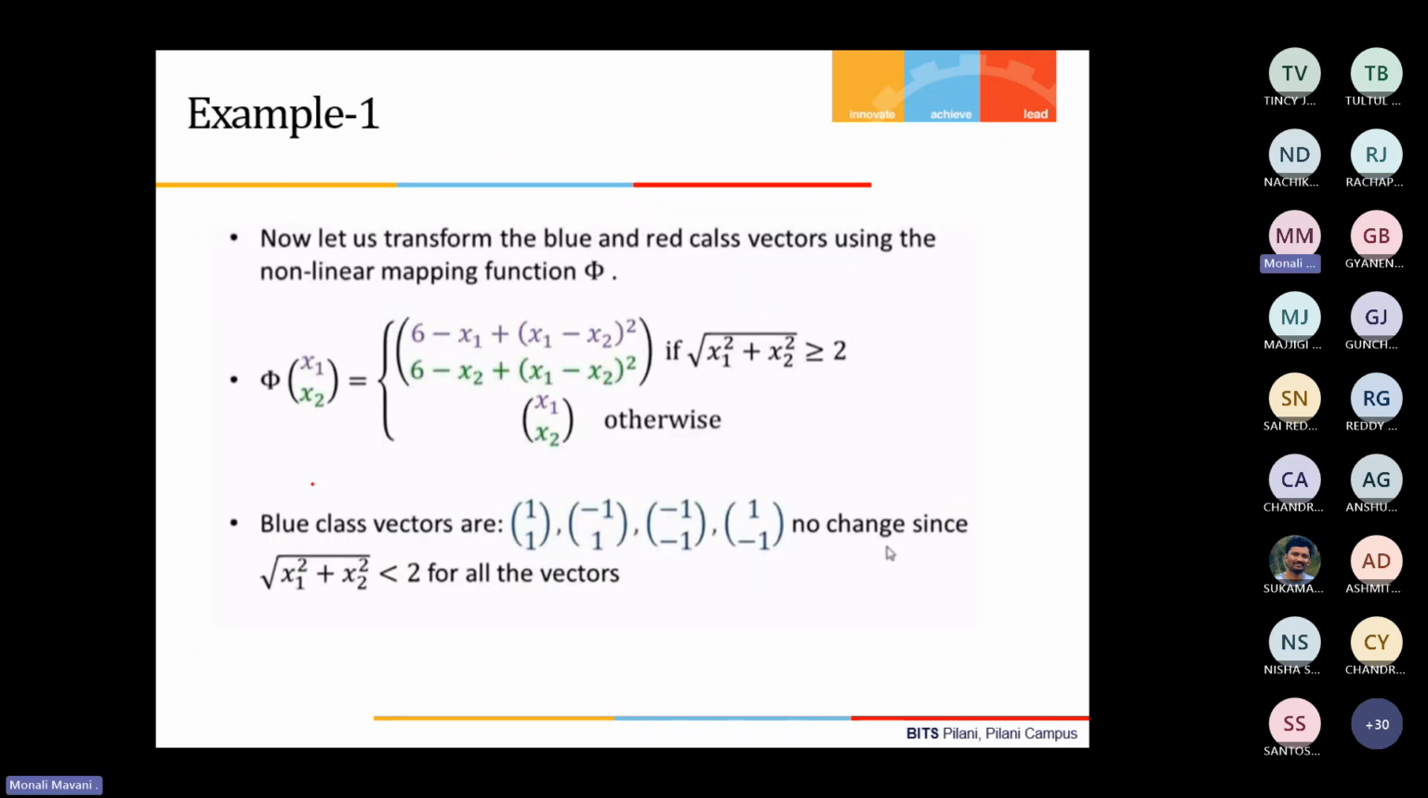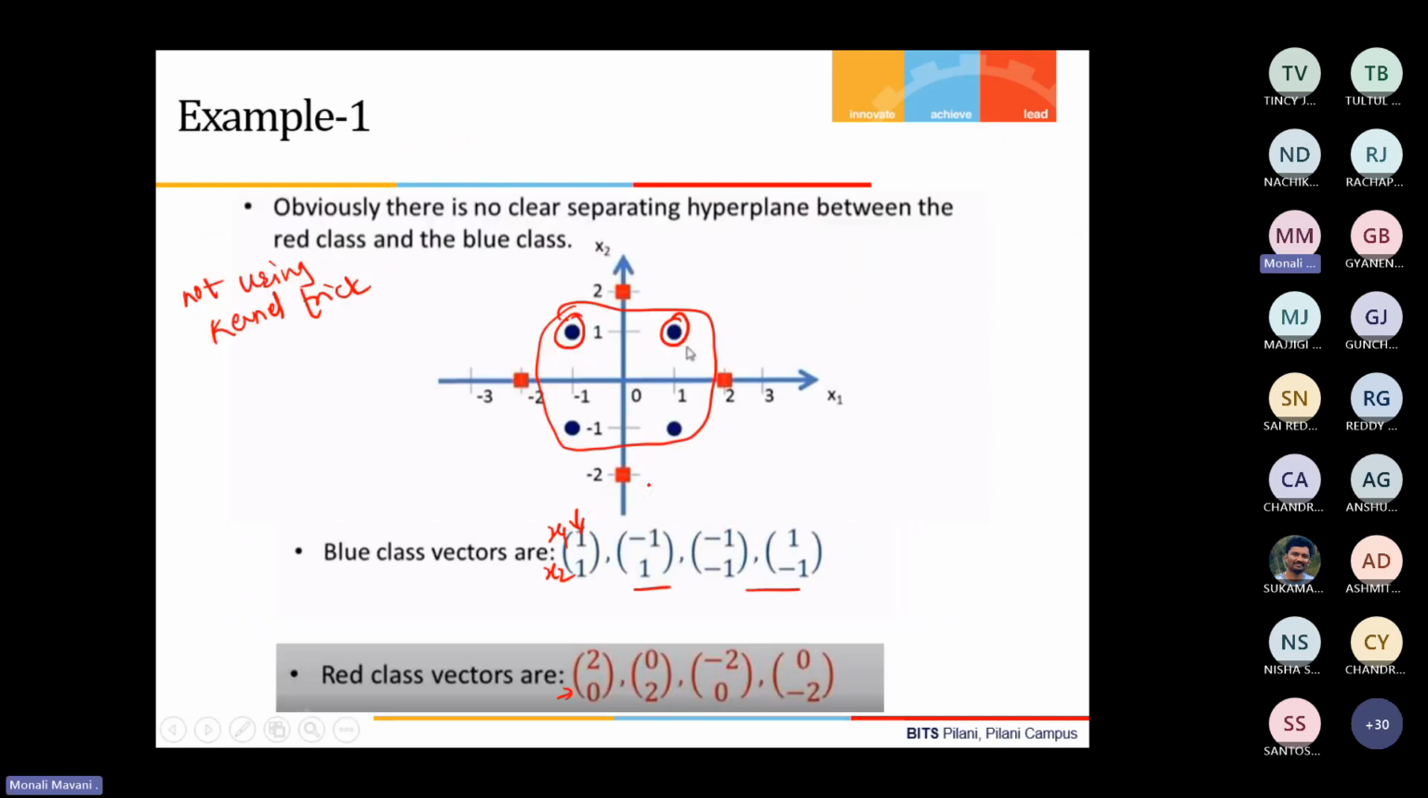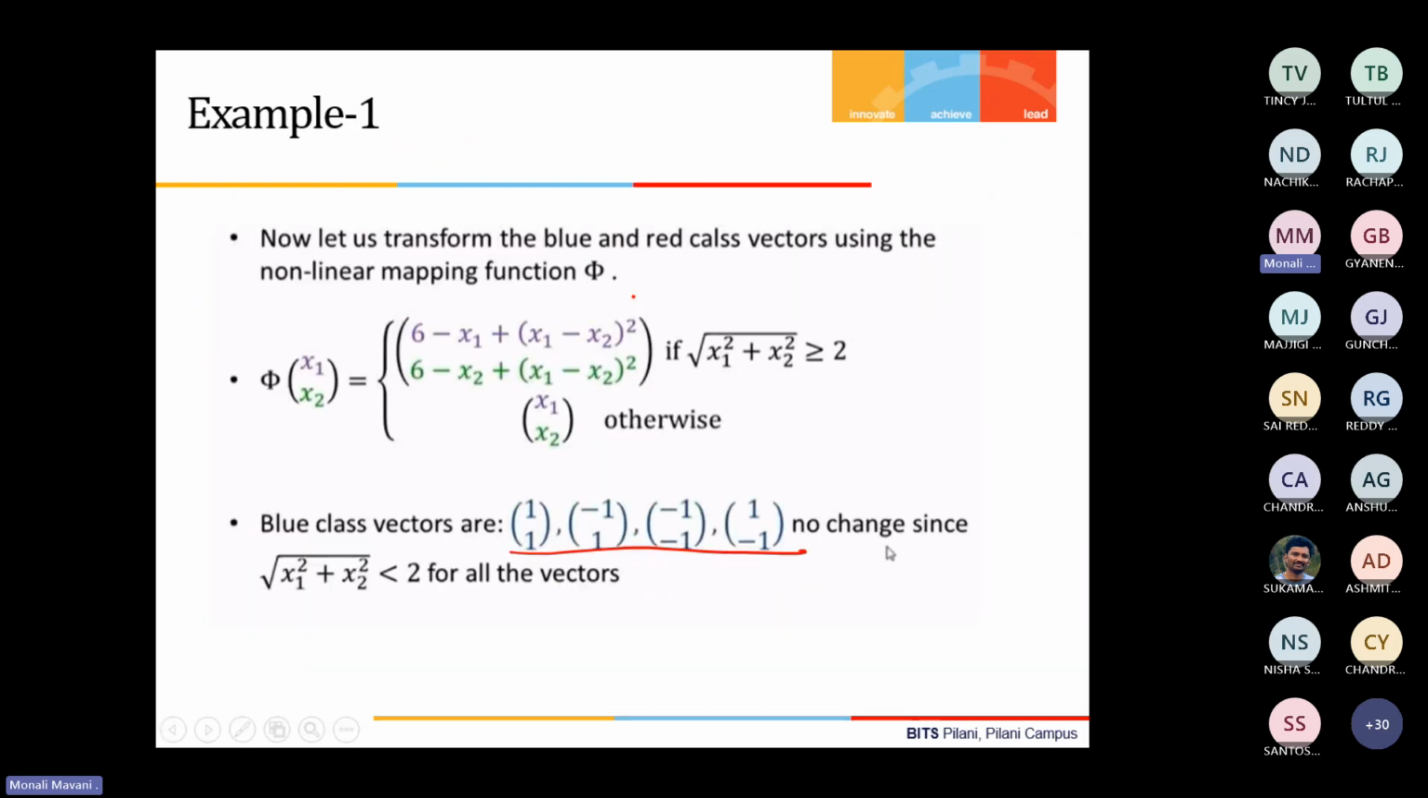Okay, so let's see for the blue and the red class what happens. These are the blue class vectors. How many points are there? We have 4 data points for the blue class and 4 for the red class. These are the 4 coordinates of the blue class vectors, both the x1 and x2 coordinates. Check this condition: square root of x1 square plus x2 square. So let's do it for 1 and 1. 1 square plus 1 square. What is the answer over here? It is root 2, which is definitely not equal to 2.